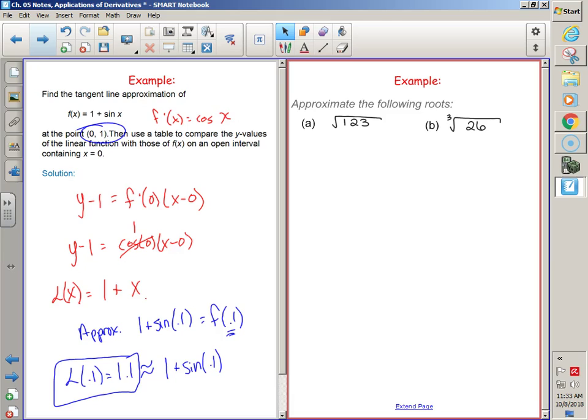So wait a minute, how on earth am I able just to give you guys that and say approximate the following roots, please? Because you're a genius and you can do the square root of 123 in your head? Go team! No! Can you approximate? What would be a reasonable answer?